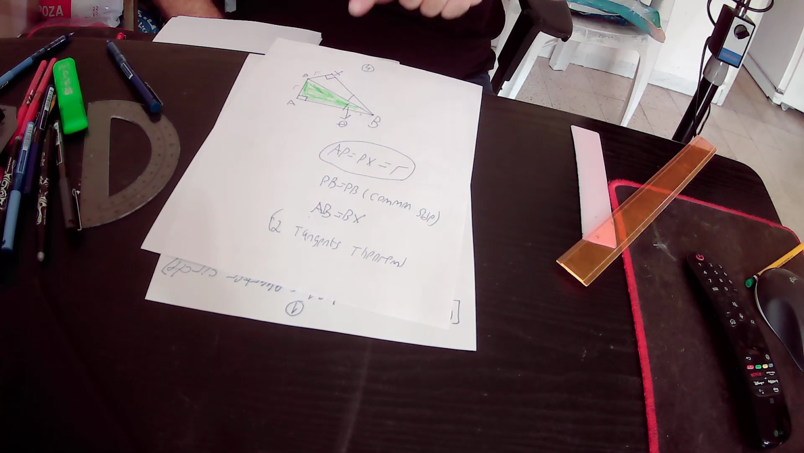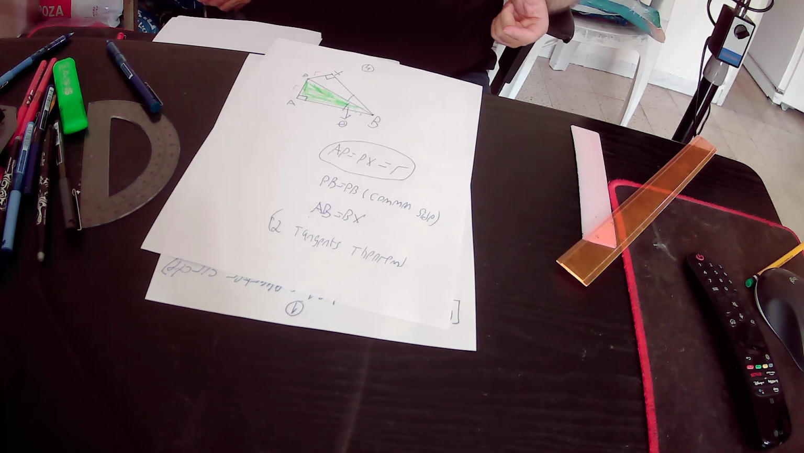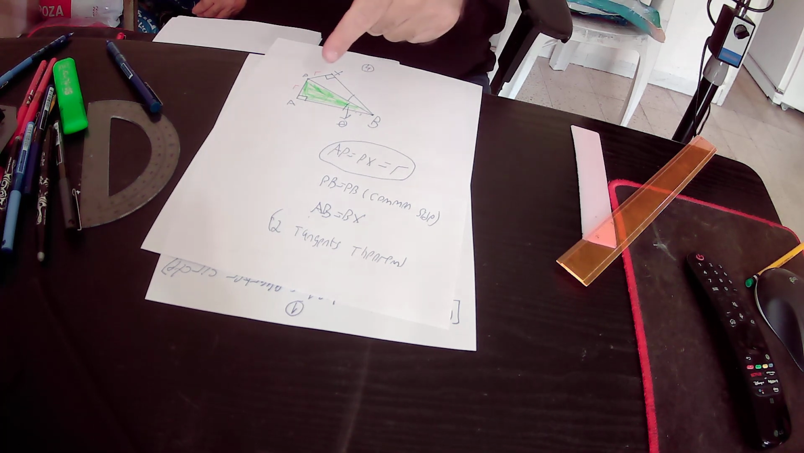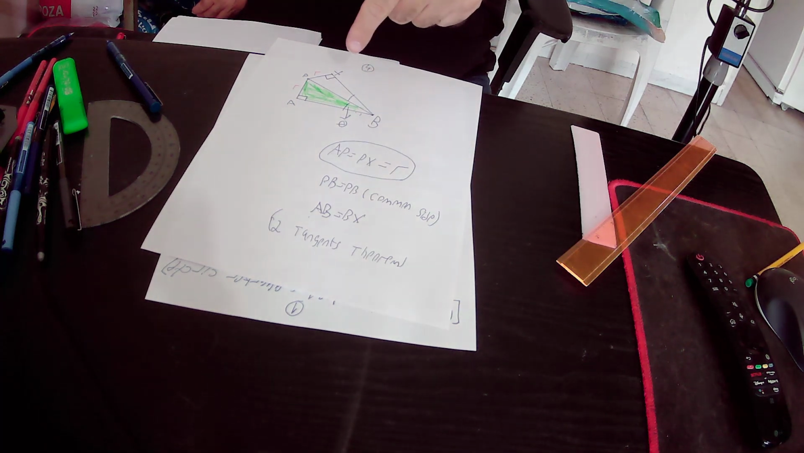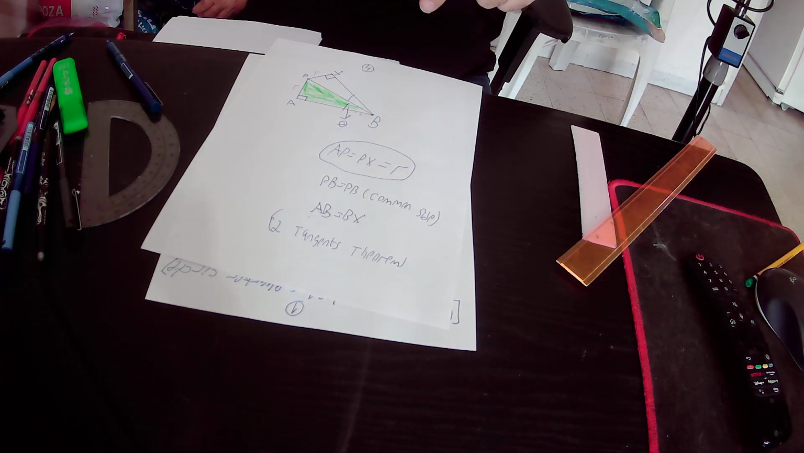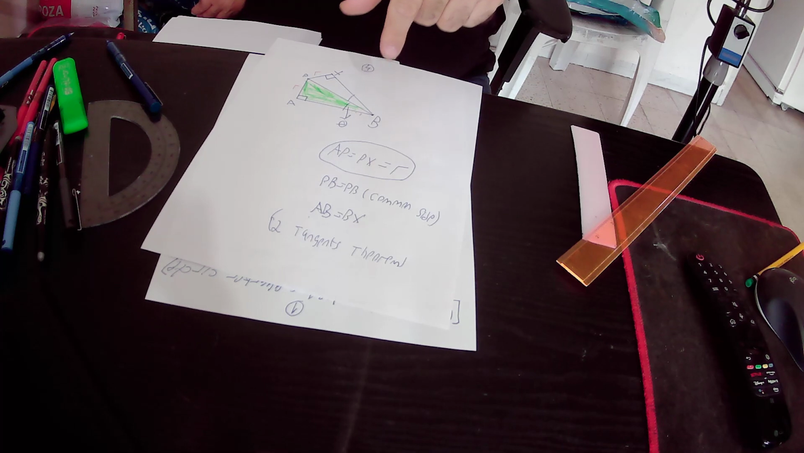I drew these two triangles again. I proved that the green triangle is congruent to the white triangle. AP equals PX, because both those line segments are radii of the small circle, therefore they are equal to each other. And PB is a common side. It belongs both to triangle APB and to triangle PBX. So PB equals PB, and also AB equals BX.